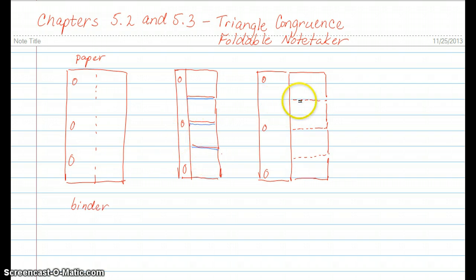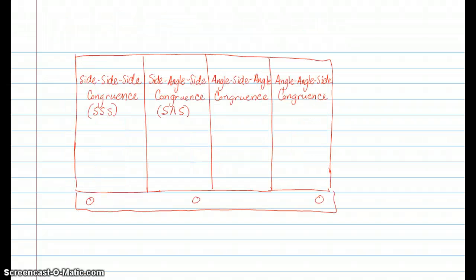When you open it up, you're going to have a flap here. This is flap 1, flap 2, flap 3, and flap 4. Now let's talk about what you're going to write on each of the flaps. Okay, so turn it so you're looking at it in this manner with the 3 holes at the bottom.